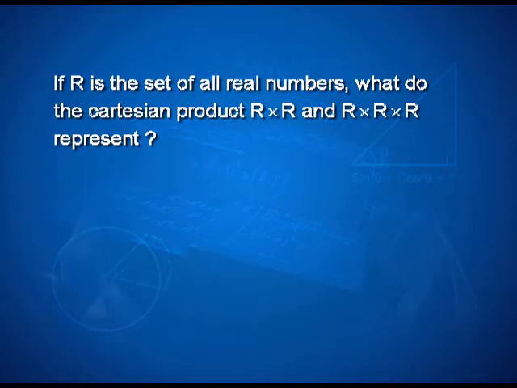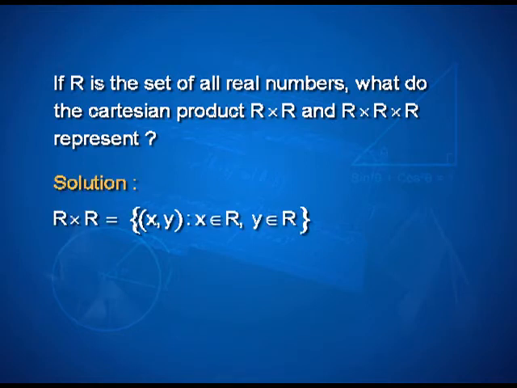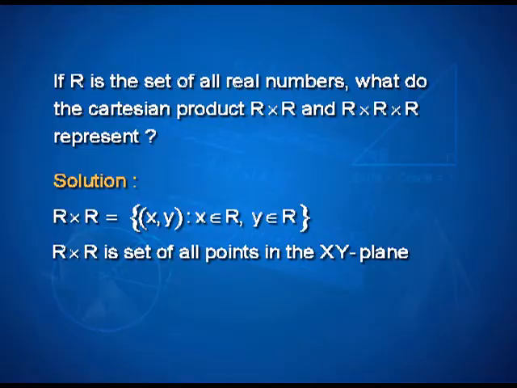If I take R to be the set of real numbers and I find R cross R, that collection would represent nothing but the set of all ordered pairs (x, y) such that x belongs to the real numbers and y also belongs to the real numbers. And we know from your previous knowledge that this collection is nothing but the collection of all points in the Cartesian system represented in the xy plane. And therefore, every Cartesian product can be represented, can be marked on the Cartesian system.